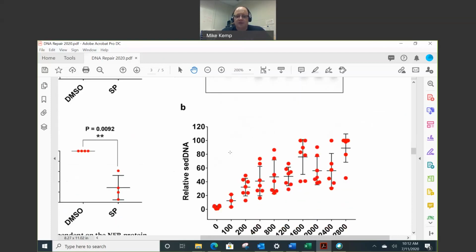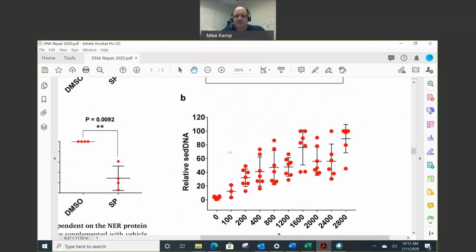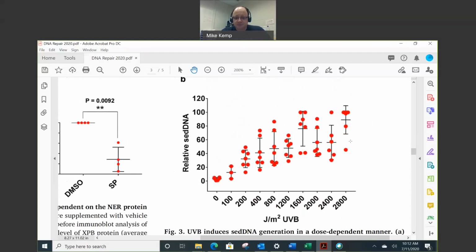But what we did was to do this in multiple sets of samples to get a better representation of the average. And you see a very nice dose-dependent increase in the excised DNAs that are generated after UV exposure. And it seems to saturate at maybe 1,600 joules per square meter UVB, more or less. So there may be a maximal amount of repair that can take place in the skin within an hour after UV exposure.